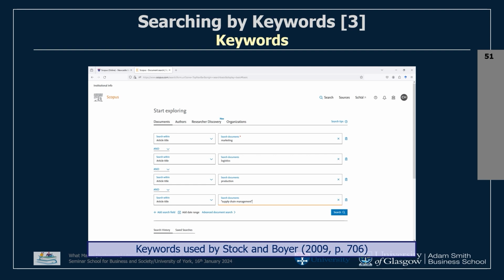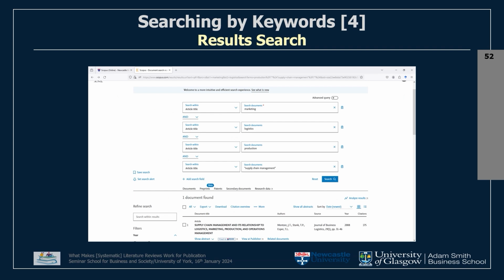So this is looking for these 4 words. So you've got marketing, logistics, production, supply chain management. And you notice here that I put this in quotations, which means that it has to be precisely that string. Those are the ones that Stock and Boyer used. I do that search, and it finds 1 article.